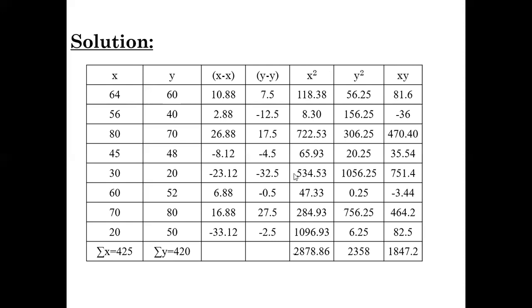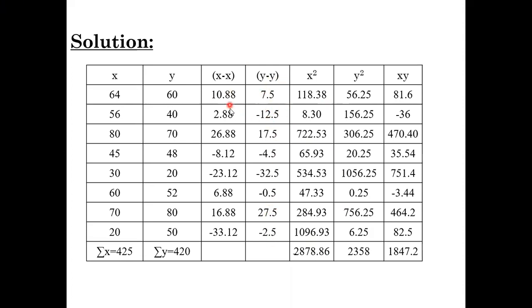23.12 into 23.12, 534.53. 6.88 into 6.88, 47.33. Okay, 16.88 into 16.88, 284.93. 33.12 into 33.12, 1096.93. This is what we are getting in the x column. The total of this x column is called sigma x square. Here we found y minus y mean is equal to y.